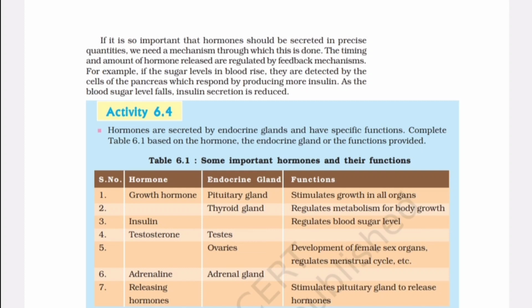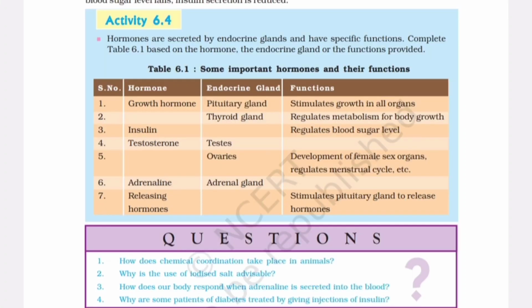Insulin is produced from pancreas and it regulates blood sugar level. Testosterone is produced from testes and helps in the development of male sex organs. Estrogen and progesterone are produced from ovaries and helps in the development of female sex organs and regulates menstrual cycle. Adrenaline is produced from adrenal gland. Releasing hormone helps to stimulate pituitary gland to release hormones.